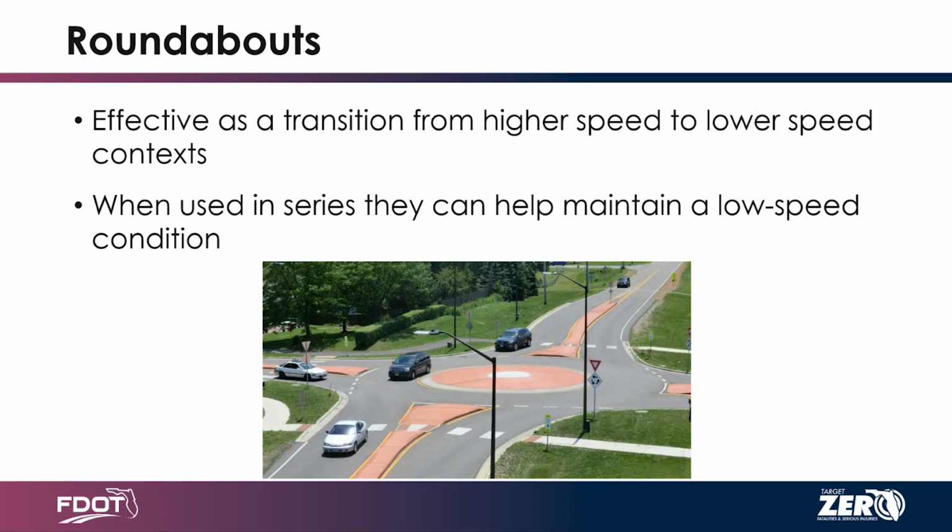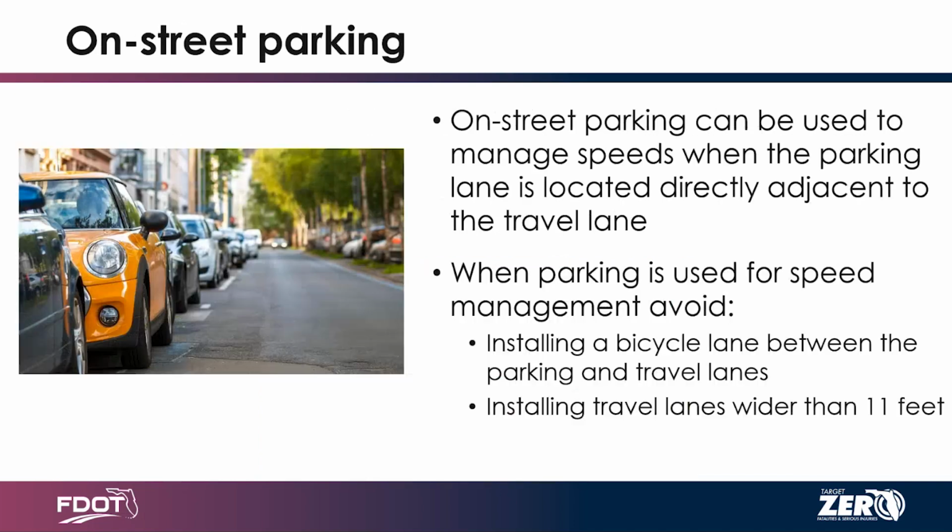So we're going to get into a lot of the countermeasures. The idea with this is just to introduce them if you haven't seen them before. And then, like I said, once we get to the end, we'll start opening up for discussion about individual ones. So roundabouts we're probably all familiar with. It's very effective as a transition from higher speeds to lower speeds. If you have more rural area or coming into something more suburban or urban, introducing a roundabout helps with that immediate transition to a lower speed.